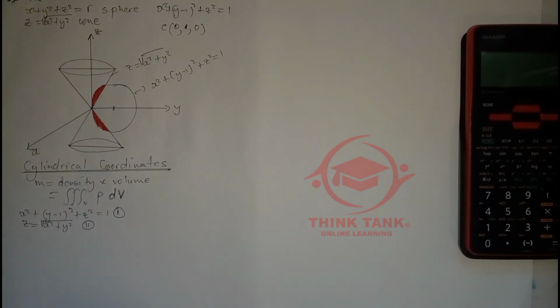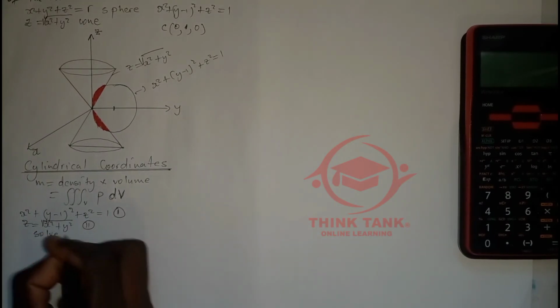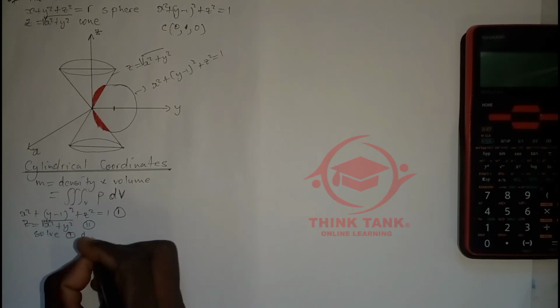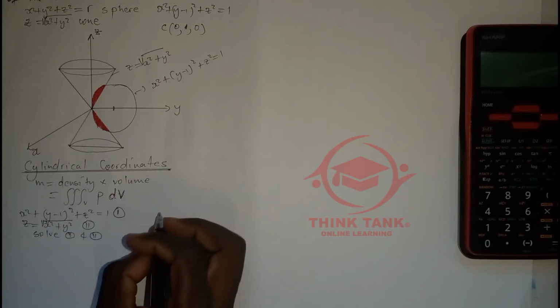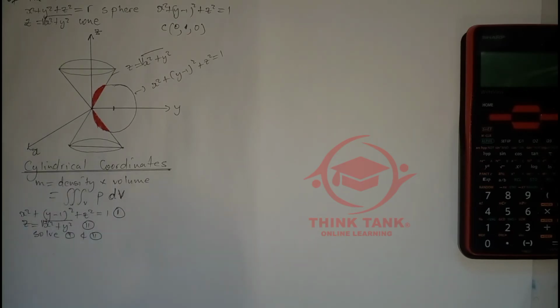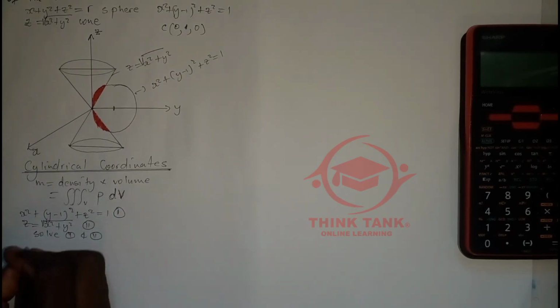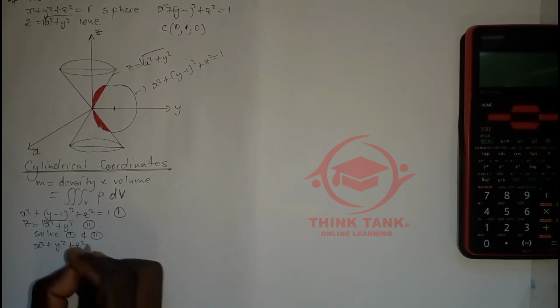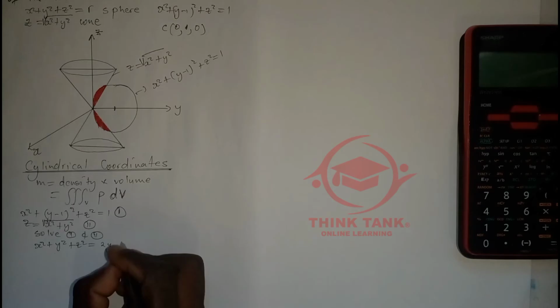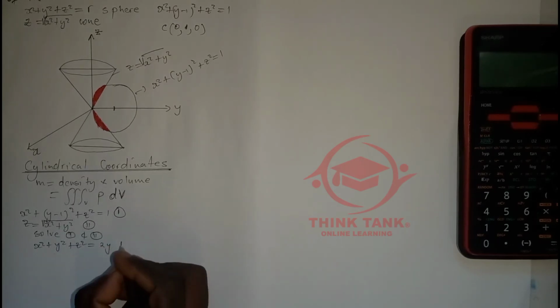Since we're looking for the intersection, we're going to solve those equations simultaneously, 1 and 2, right? If we simplify equation 1, I'm not going to show you the simplifying step by step, I need this to be as short as possible. We're going to have x squared plus y squared plus z squared, and that is going to give us 2y. That will be equation number 1.